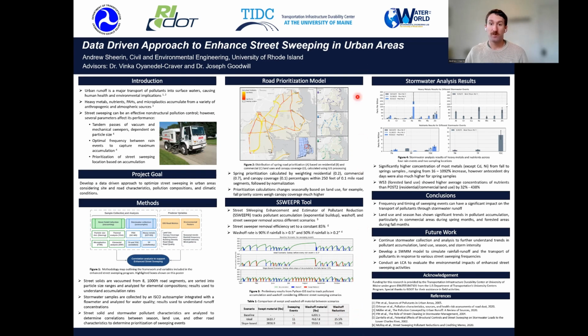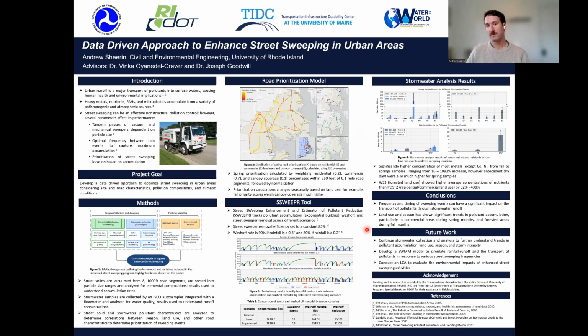Now let's look at some of the stormwater analysis results. We have found trends in both season and land use. For heavy metals, we see a much higher concentration range in the spring samples compared to our fall samples. And we've also found much higher nutrient concentrations in our forested land use areas compared to our commercial and residential land use areas.